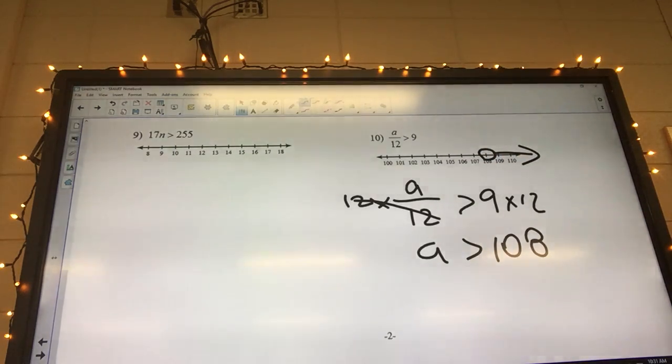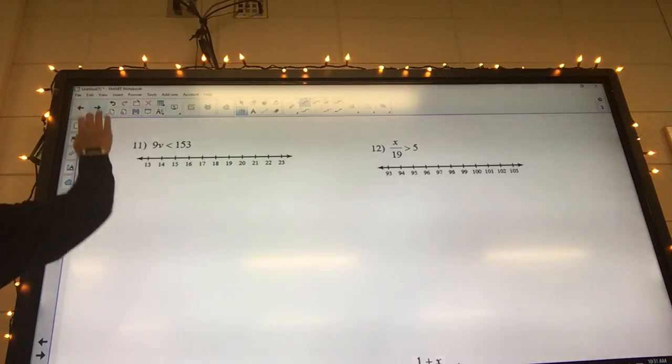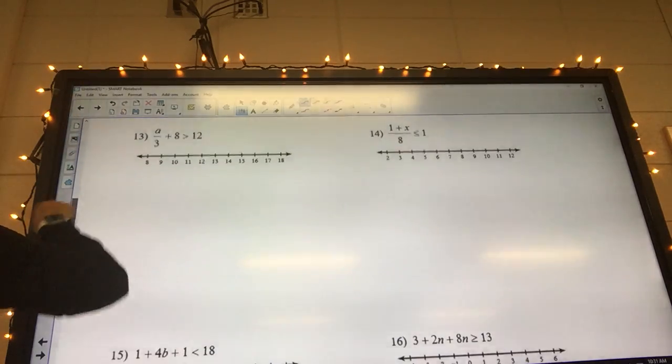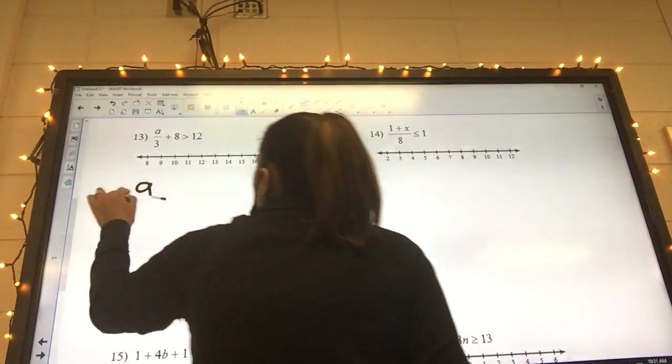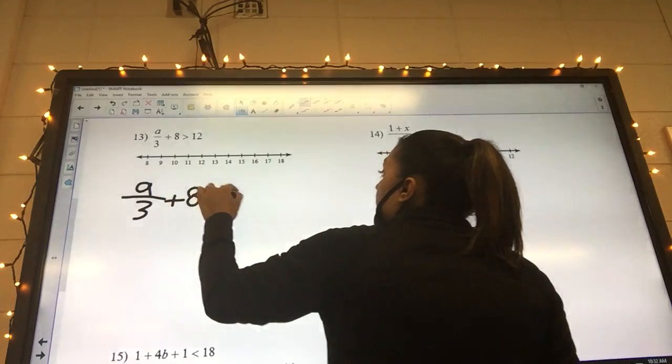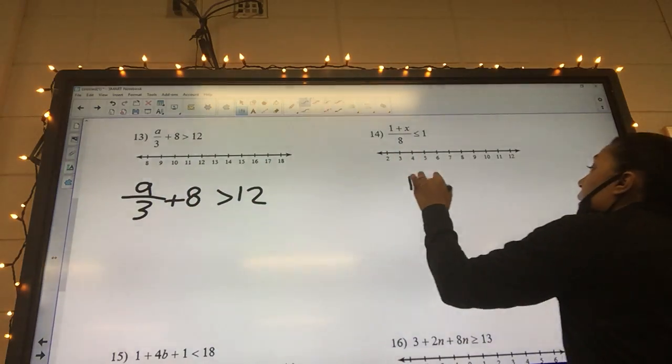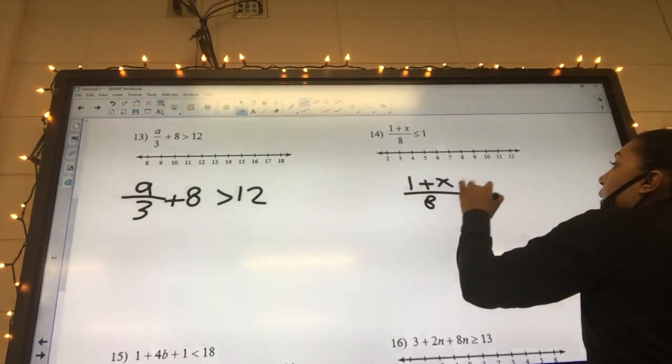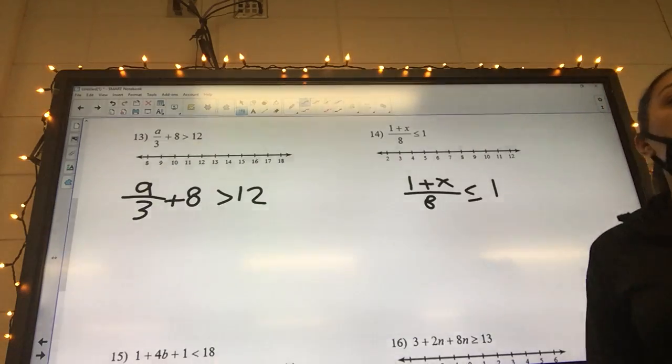Okay, look at 13 and 14. I don't know that I should have put them on there, but I did, so make sure. These are definitely harder ones for you guys. Okay, what do we move first?